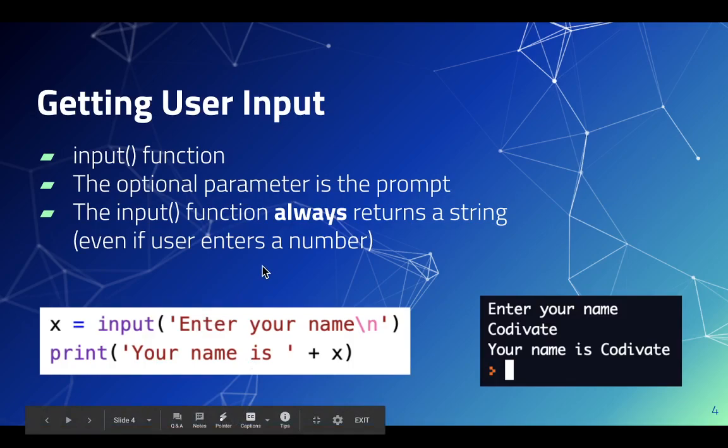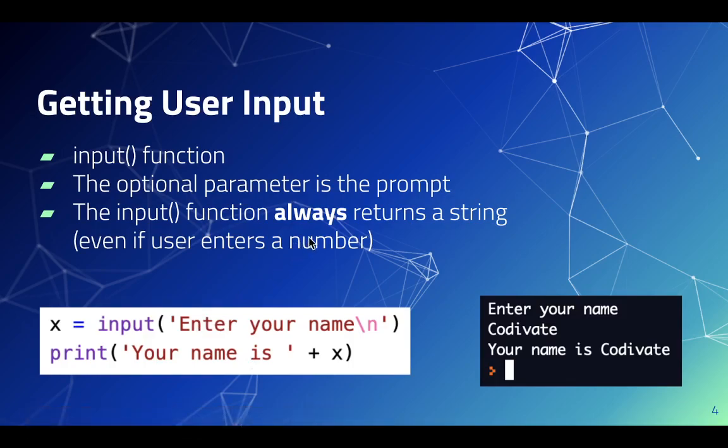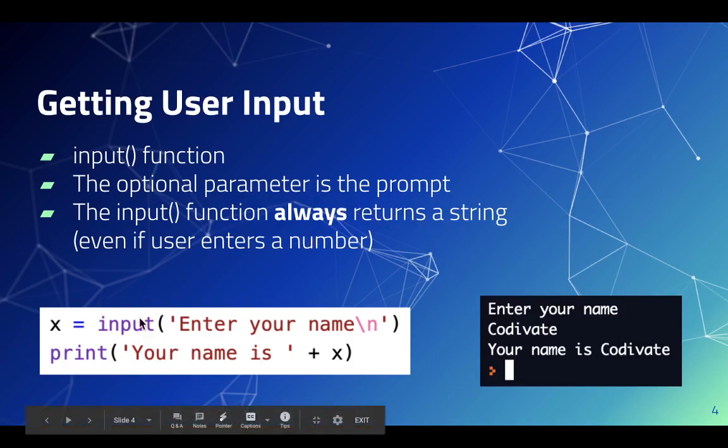And that's an important difference, because if you were to try to add that to, let's say, the number 5, you would get an error because you can't add a string and a number together. It's an important distinction. You would have to cast it using the int function.